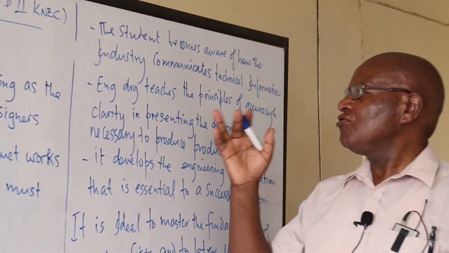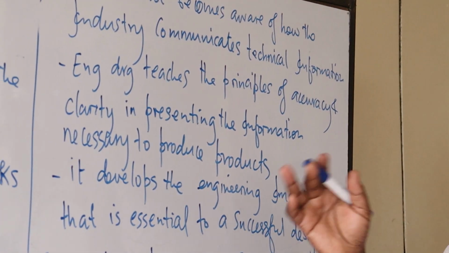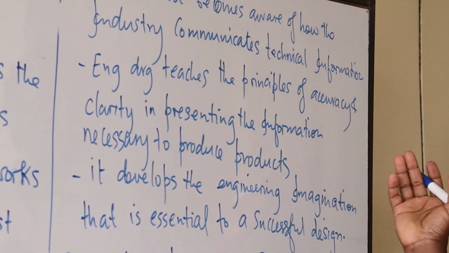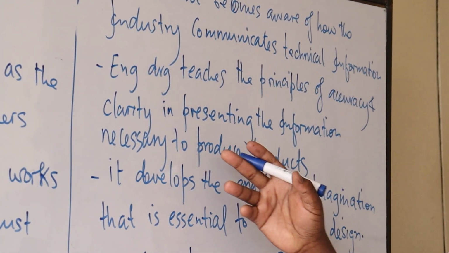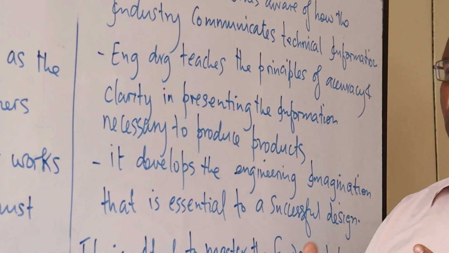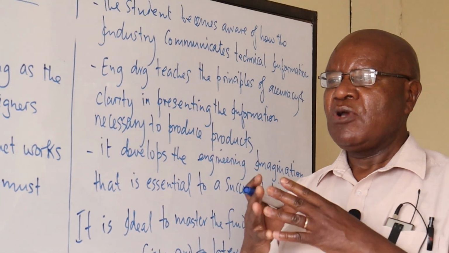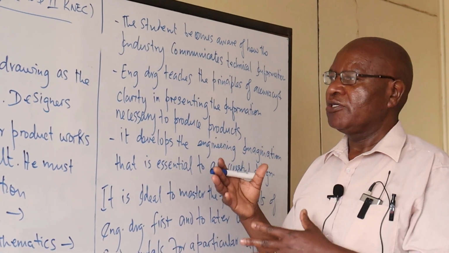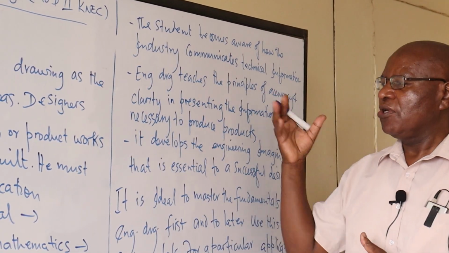Secondly, the engineering drawing teaches the principles of accuracy and clarity in presenting the information necessary to produce the products. Earlier on, we said there should not be ambiguity in the information you are conveying in your drawing. So engineering drawing will teach you that.